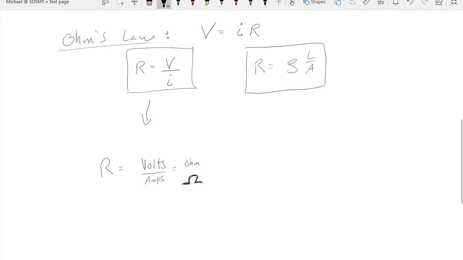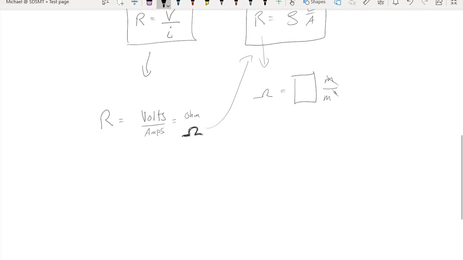And so now that we know that, let's bring that over and figure out what the units of resistivity need to be. Since our resistance is already in ohms, we'll put ohms there. Resistivity, we need to find the units for that. Length is in meters. Cross-sectional area is in meters squared. And so we're actually going to lose a couple of those meters. And so all that's left is to figure out what the units of resistivity need to be.